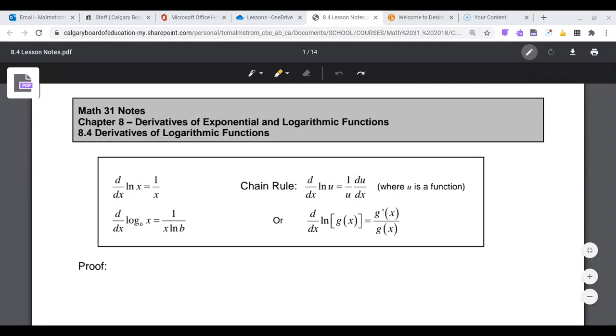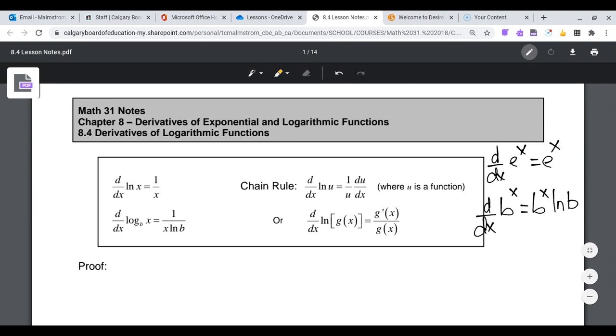Right, 8.4, derivatives of log functions. So recall back to lesson 8.2, we learned that the derivative of e to the x was just e to the x. And there was another little law that we didn't really cover in 8.2, but you should be aware of: what happens if we are looking at an exponential function that doesn't have a base of e, but a base of b? Its derivative is actually b to the power of x ln b.